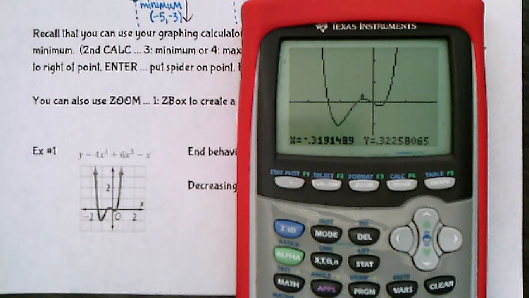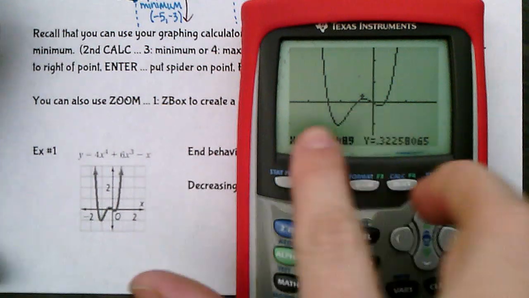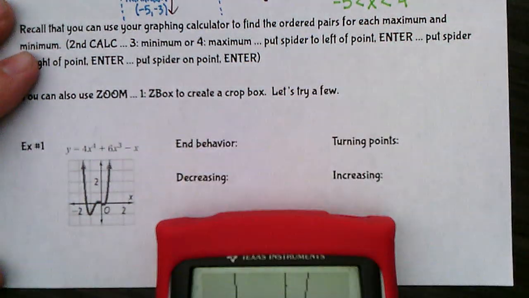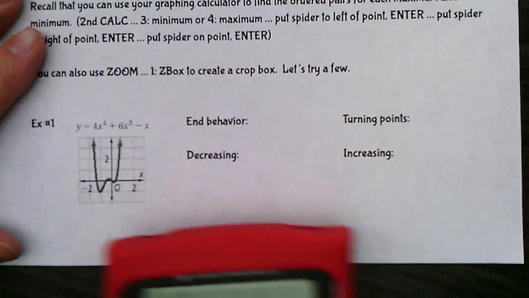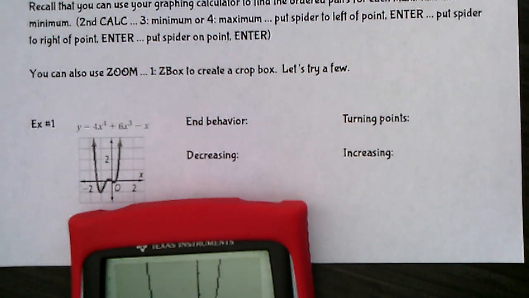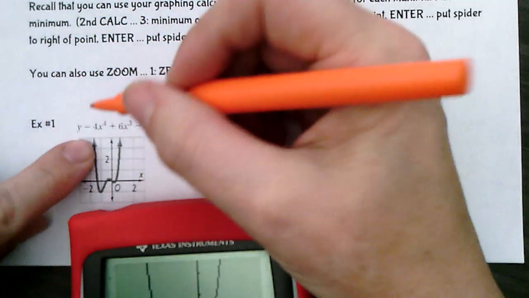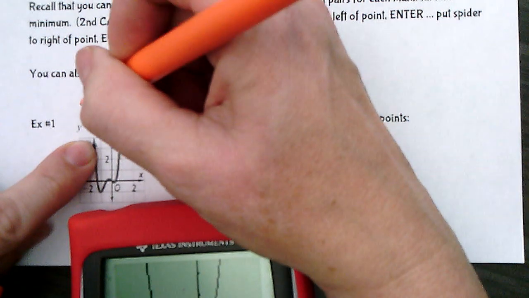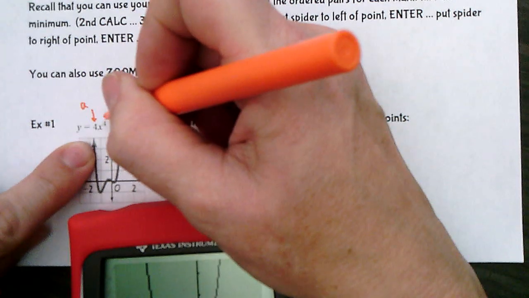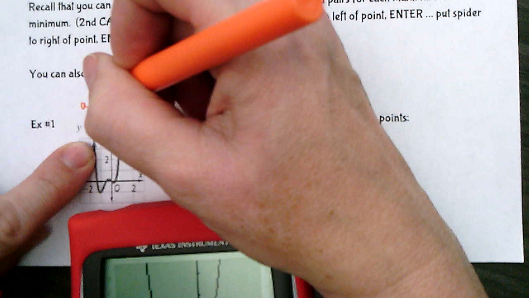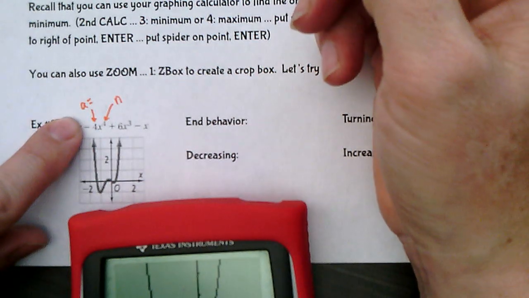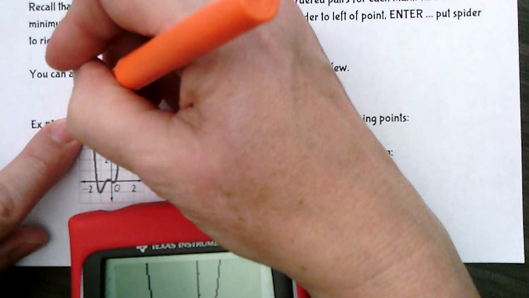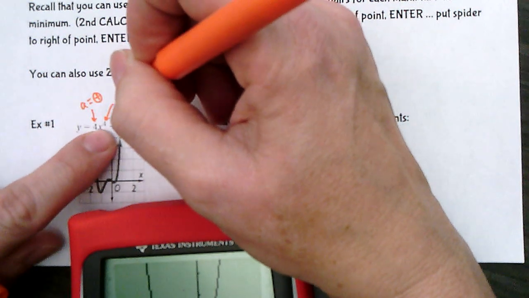Now there's several things that we want to do in looking at this graph. One of the things is talk about end behavior. The end behavior, remember, goes based on the leading term. So our leading term was 4x to the 4th. So when we look at that leading term, a is the leading coefficient, n is the degree. And so what we need to know is if the leading coefficient is positive or negative, which it's positive, and if n is even or odd, which it is even.